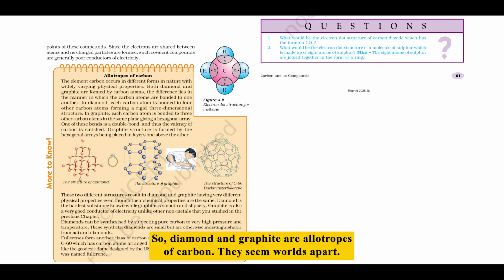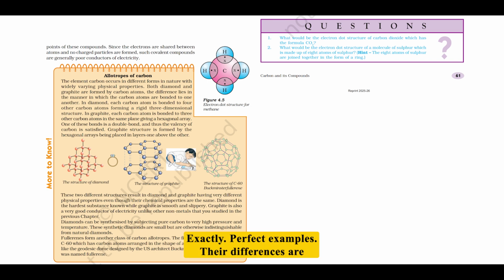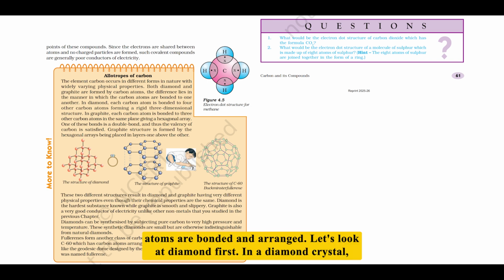So diamond and graphite are allotropes of carbon. They seem worlds apart. One is super hard and sparkly, the other is soft and gray. Exactly. Perfect examples. Their differences are stark, and it all comes down to how the carbon atoms are bonded and arranged. Let's look at diamond first.